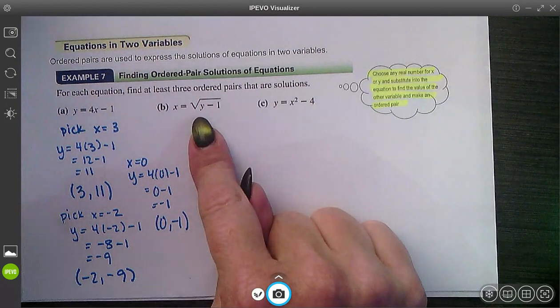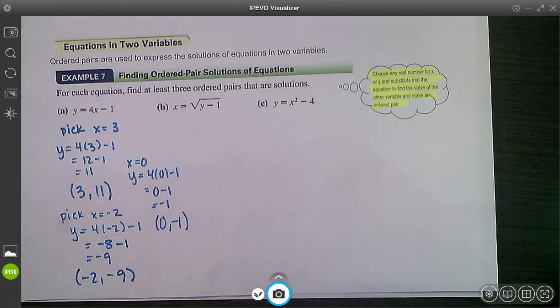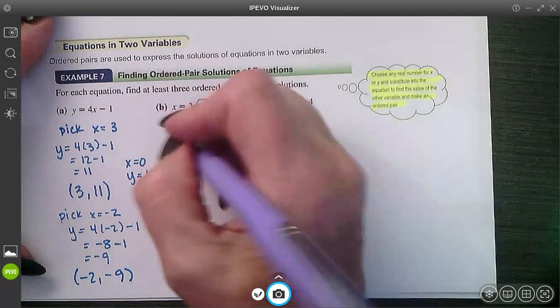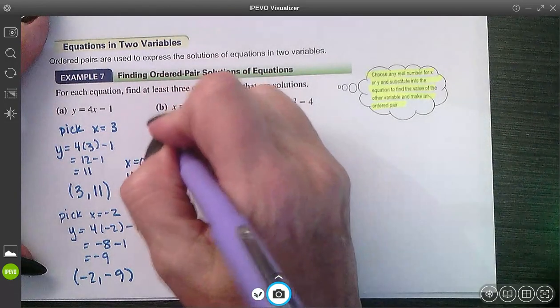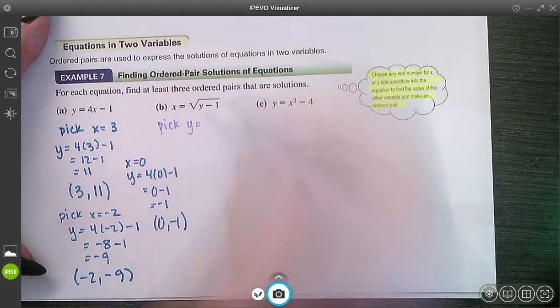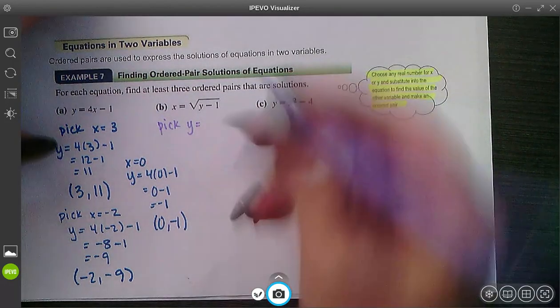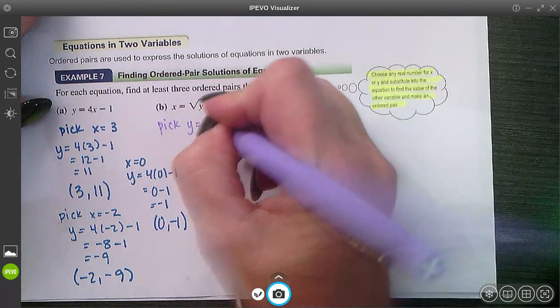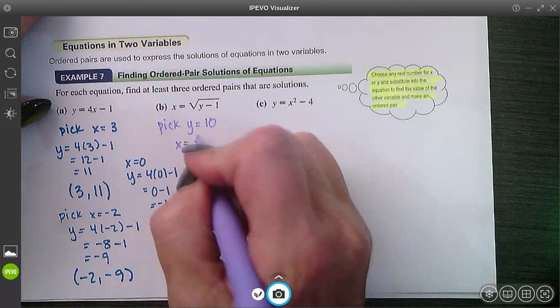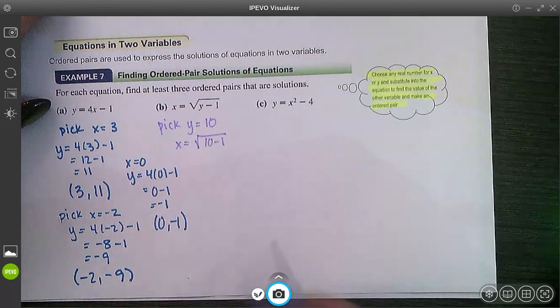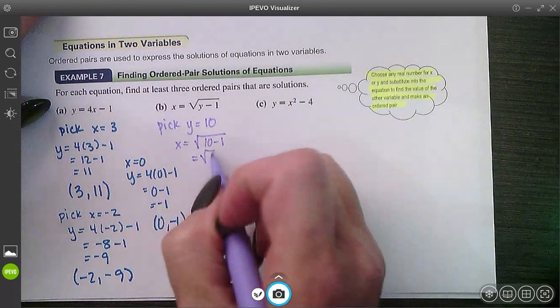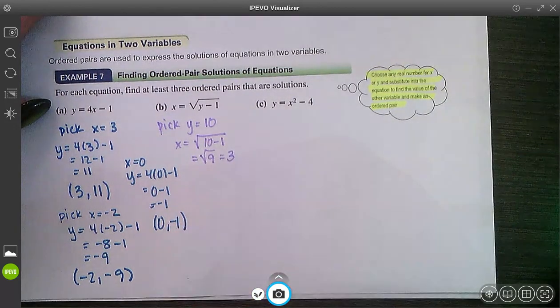Moving on to this next one. x equals square root of y minus 1. Well, this is different. This time I'm going to pick values for y. And I'm going to pick a number that's nice. I know that I'm going to subtract 1 from my y and then take the square root. So I'm going to pick something like 10. That way, when I do x equals the square root of 10 minus 1, I'm actually taking the square root of 9, which makes a nice value.